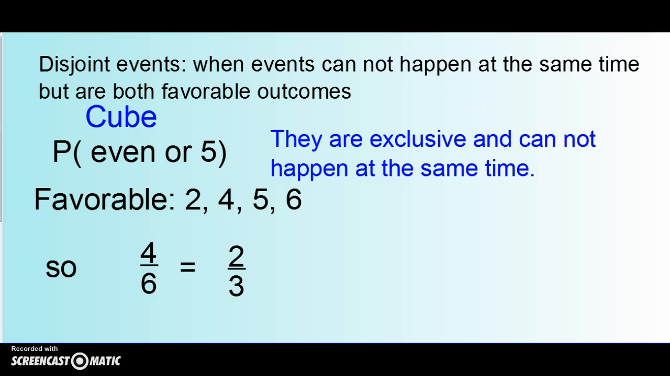All right, a disjoint event is when 2 events cannot happen at the same time, but they both are favorable outcomes. So on a number cube, what is the probability of either getting an even or a 5? Well, obviously a 5 isn't even, so they couldn't happen at the same time, but you're going to say any of the evens would help me win a game, or if I get a 5, I would win. And so you would say, my favorable outcomes are all the even sides of a dice and a 5. So I have 4 favorable outcomes out of 6. So I have 2/3 of a chance of getting either an even or a 5.